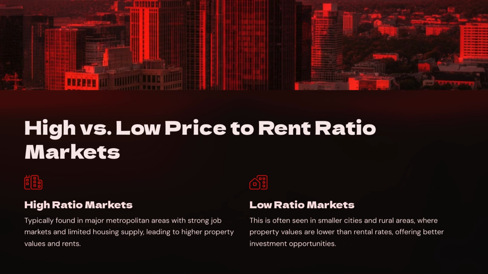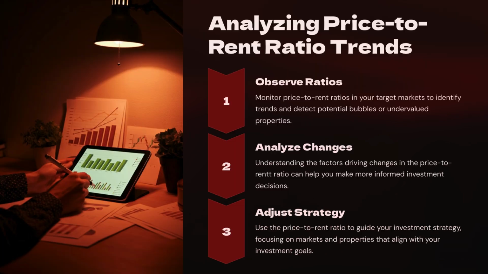High versus low price to rent ratio markets. High ratio markets are typically found in major metropolitan areas with strong job markets and limited housing supply, leading to higher property values and rents. Low ratio markets are often seen in smaller cities and rural areas where property values are lower than rental rates, offering better investment opportunities.